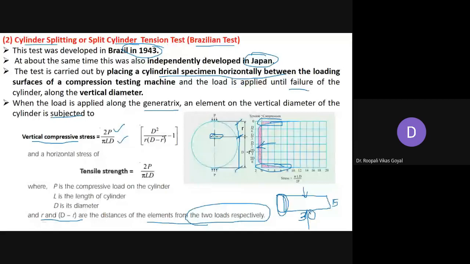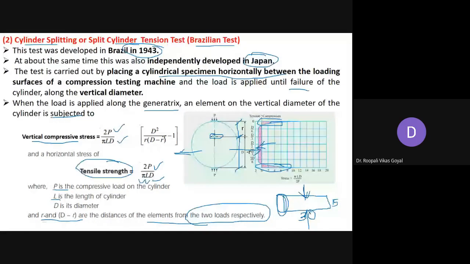Our main aim is to find the horizontal stress, for tension, because we are finding the tensile strength. This horizontal stress gives your tensile strength, and is given by 2P, the load at failure, divided by pi into L into D, because our load is applied in this direction. That is 2P upon pi L D. P is the compressive load on the cylinder, L is the length of cylinder, that is 30 centimeter, and D is the diameter, that is 15 centimeter.